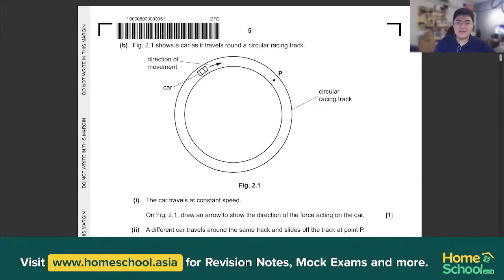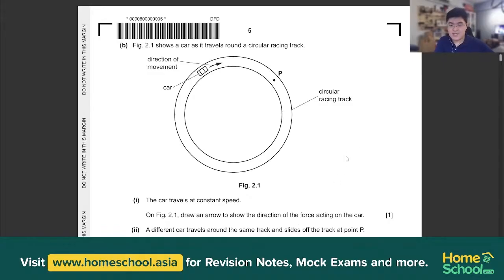Now, as you see here, figure 2.1, which is here, right? You see a car traveling around a circular racing track. This is the topic of circular motion. As you can see, the car moves here, the track looks like this, right? And B part 1 says that the car moves at a constant speed. So you must draw an arrow to show the direction of the force acting on the car.